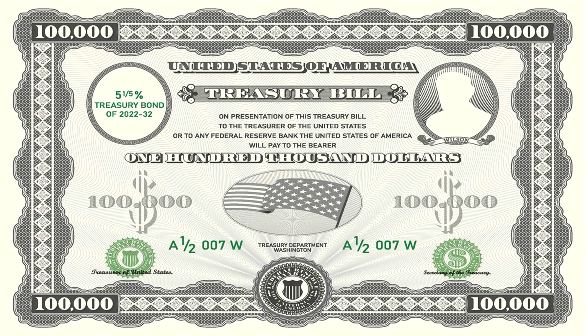So here's an example of a Treasury bill. It's $100,000. That's the face value. That's basically what's paid at maturity. Okay, and then you see on the left-hand side, 5.125% Treasury bond. Okay, and that's for 2022 to 2032. So it's a 10-year bond or bill.